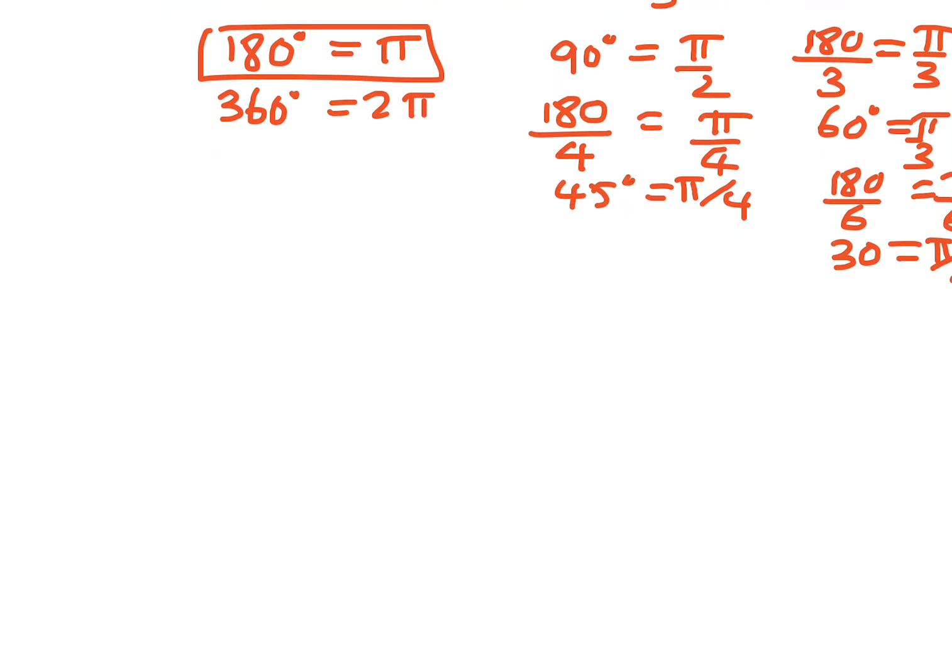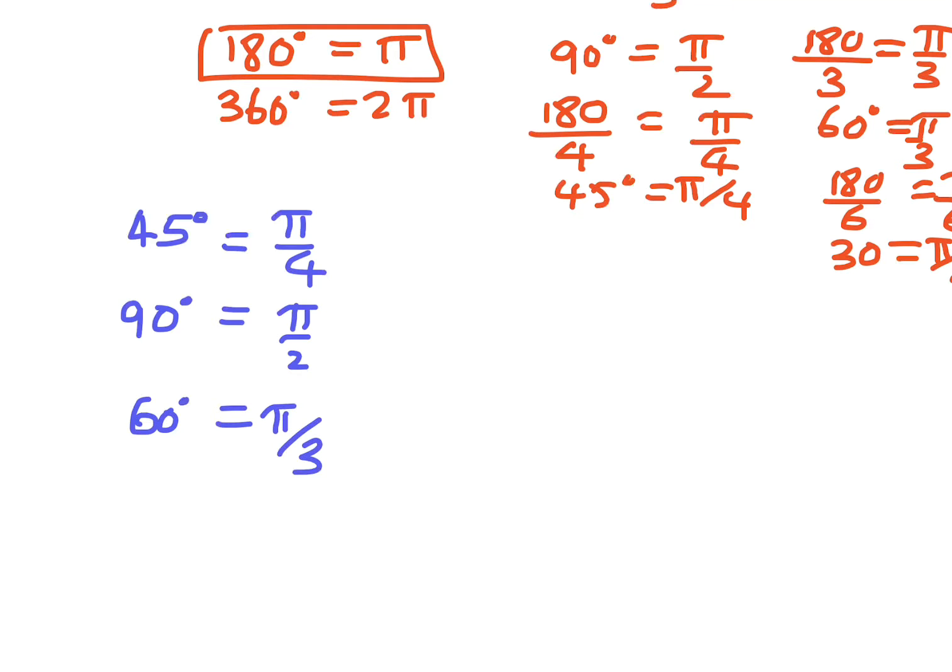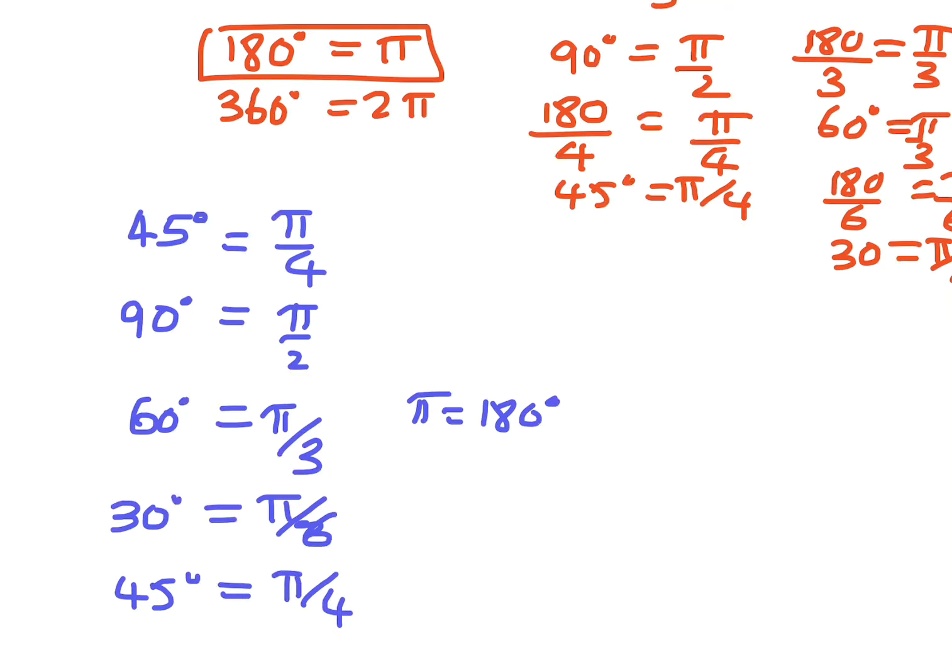So really, 45 degrees is pi on 4. 90 degrees is equal to pi on 2. And I better do 60 degrees is pi on 3. Because remember, pi radians is 180, and 3 sixes are 180. So 3 into 180 is 60. 30 degrees is the opposite, so it's pi on 6. And 45 degrees is pi on 4.